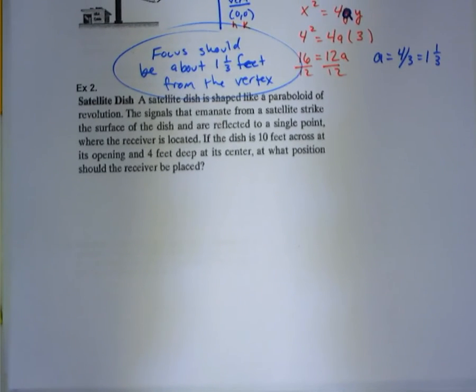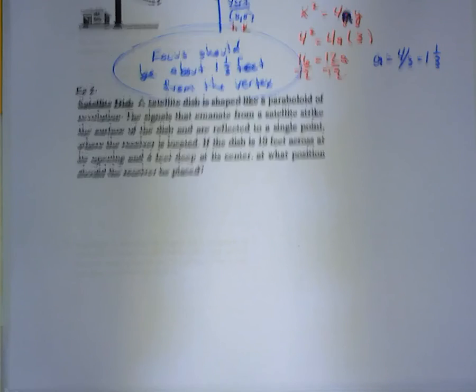So number 2, I got a satellite dish, again, shaped like a paraboloid of revolution. Signals emanate from that satellite, strike the surface of the dish, and are reflected to a single point, the receiver. Again, that's your focus. The dish is 10 feet across this time, and it's 4 feet deep at its center. At what position should that receiver, that focus, be? So take a second, see if you can't draw that out on your own.